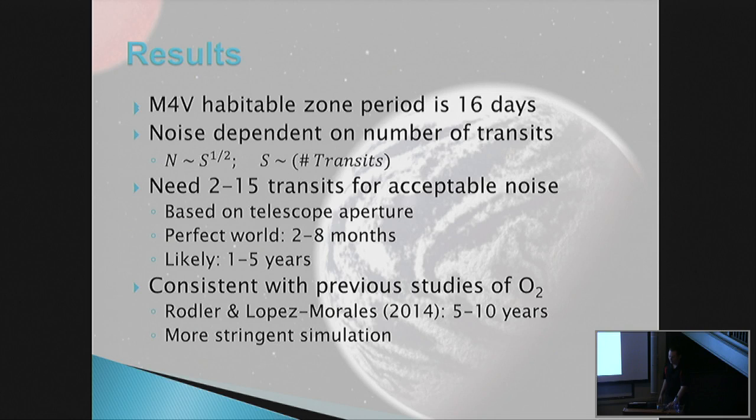So with an M4V habitable zone period of 16 days, and the noise dependent on the number of transits, we need 2 to 15 transits, based on telescope aperture, for acceptable noise. In a perfect world, this would take 2 to 8 months, if you get the entire transit every time, every 16 days. However, previous studies have concluded that you're likely only to get about 10% of all the transit time. So that would take about 1 to 5 years.